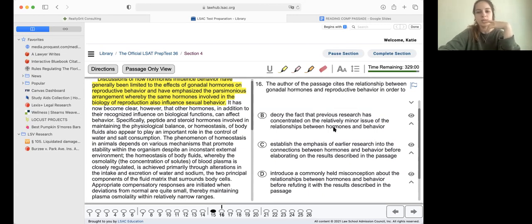I like that it says previous research concentrated on the relatively minor issue, but the fact that it says relatively minor issue of hormones and behavior, like how do we know that's a minor issue? But we can keep it, we're going to keep it and we're going to contrast it.